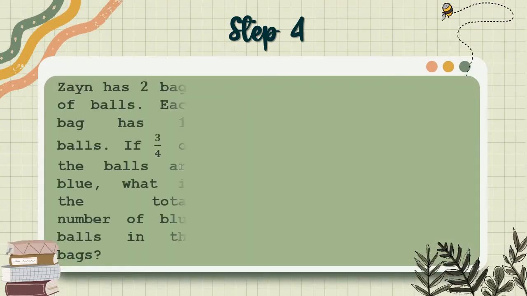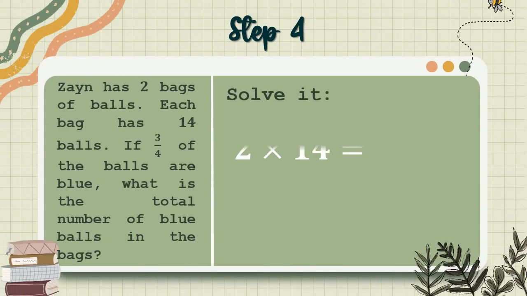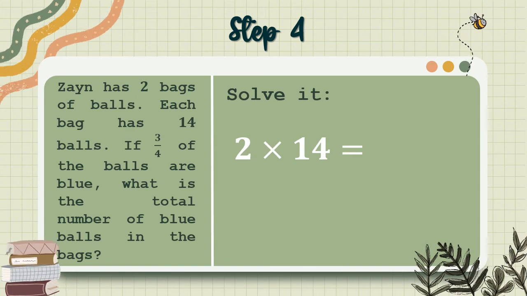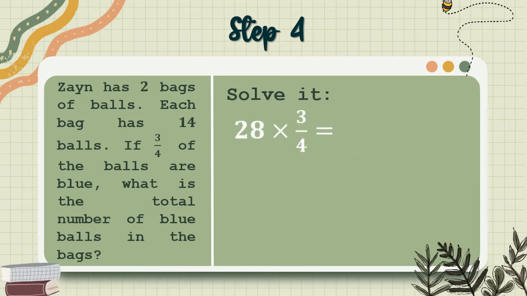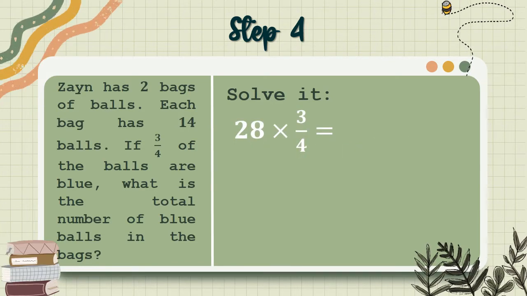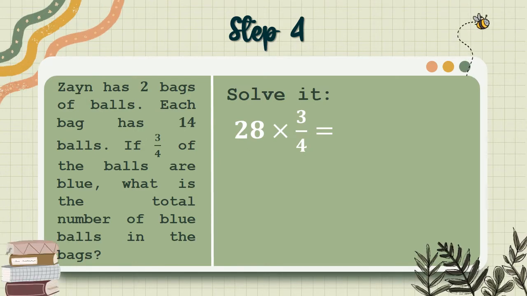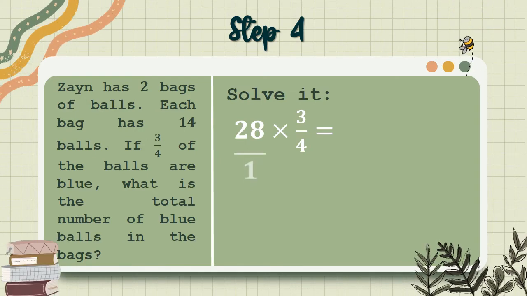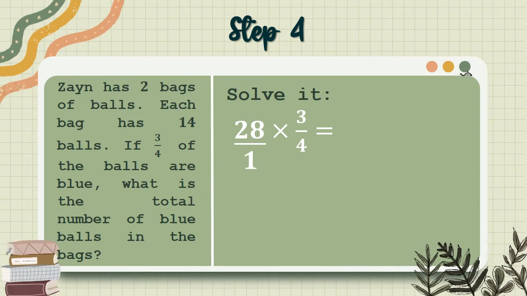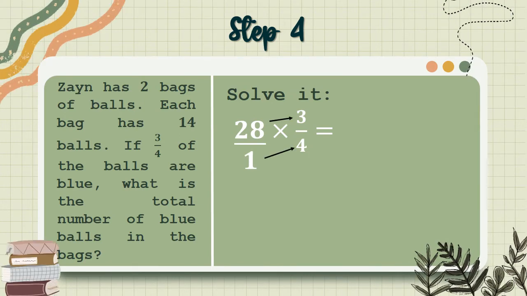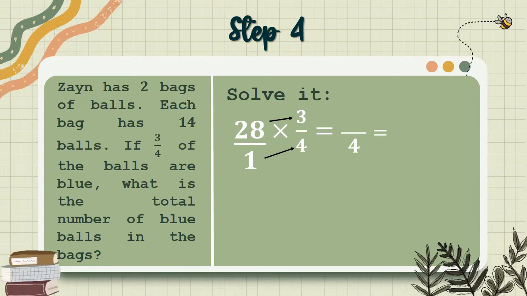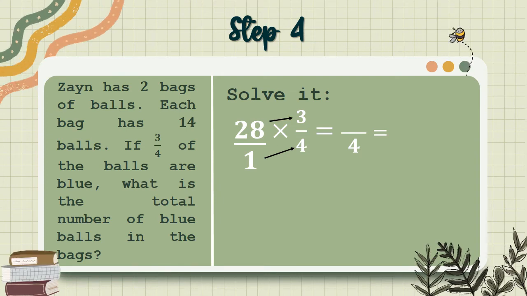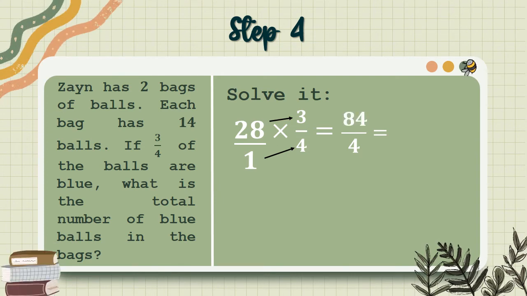So let's go, we're going to solve the first part. 2 times 14 gives us 28 total balls. Now we're taking our total balls and multiplying that by 3 quarters. So we're going to do 28 over 1 times 3 quarters. If we multiply across, we have 4 as the denominator, and with our handy calculator, 28 times 3 gives us 84.